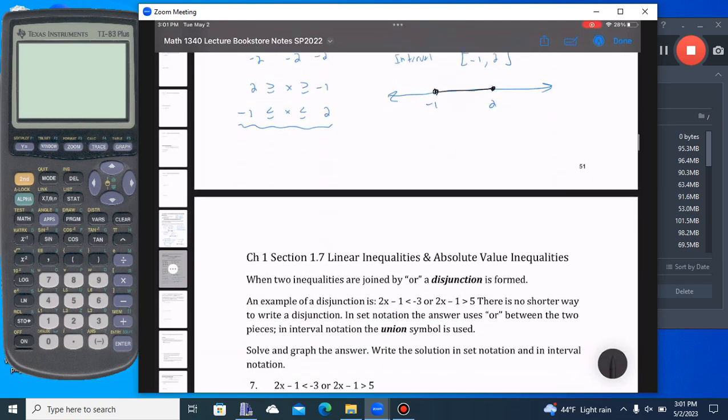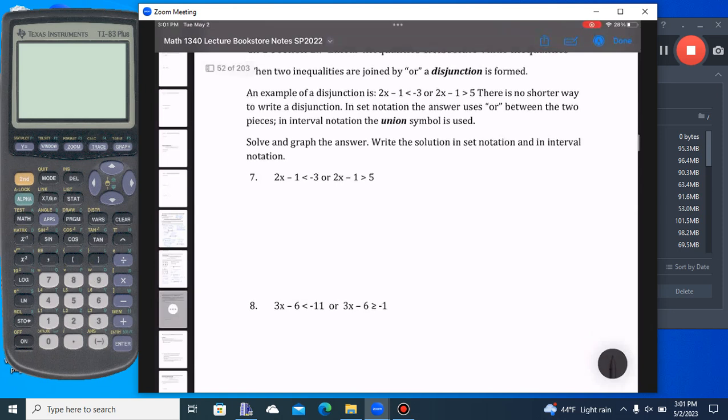Right, so that's the conjunction. The disjunction: we have two inequalities that are both solutions, and we'll see in this chapter situations where this happens. Both regions are solutions, but they're not joined together. So we have to solve each one separately, and then we'll go through the same set notation, interval notation, and graphing it.